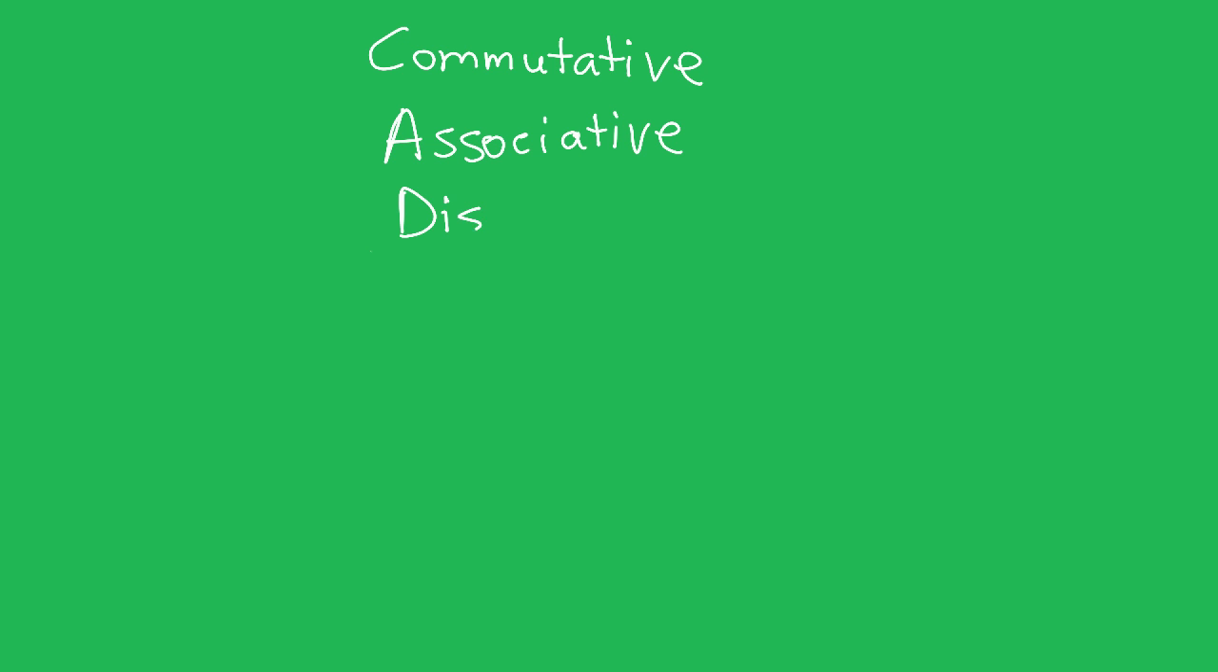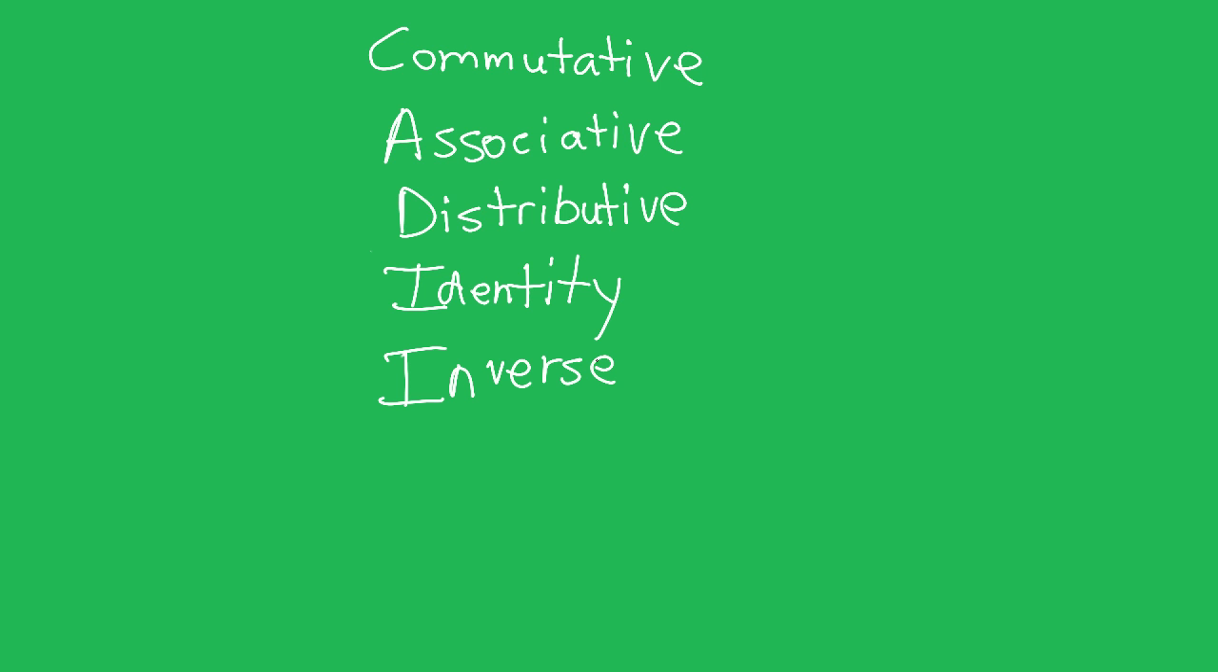They are the commutative property, the associative property, the distributive property, the identity property, and the inverse property. Now all these properties have a definition for both addition and multiplication, and also all these properties are pretty intuitive. Stuff that you already know, just put into formal properties.